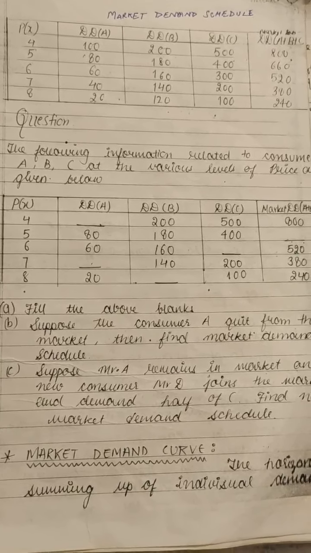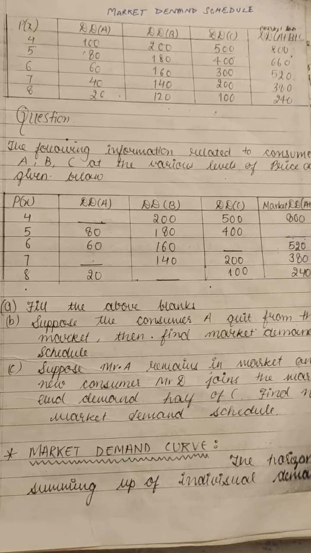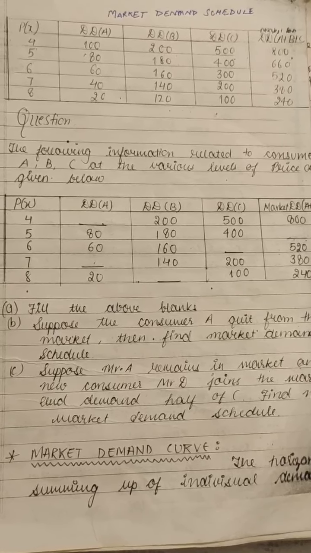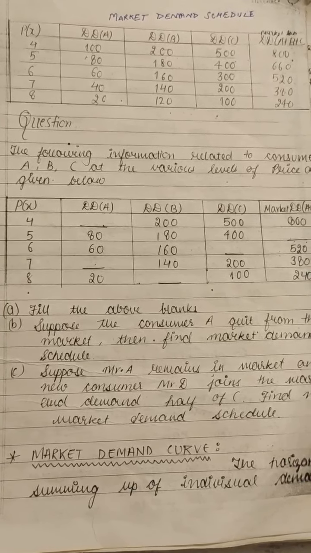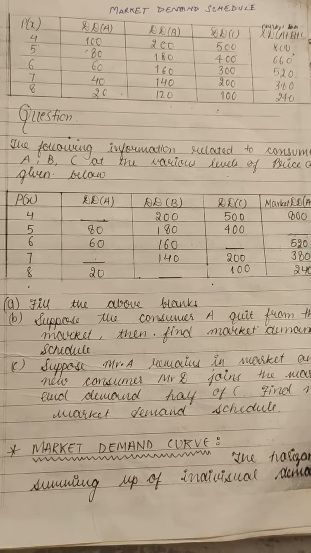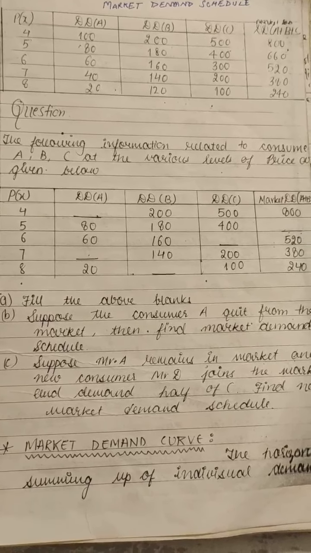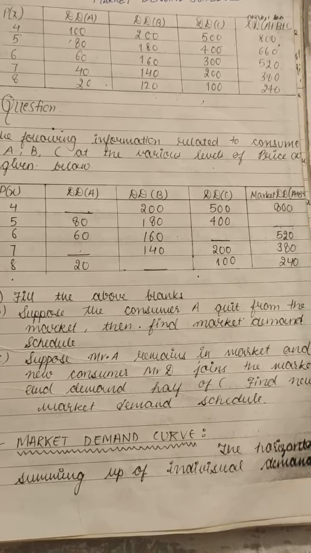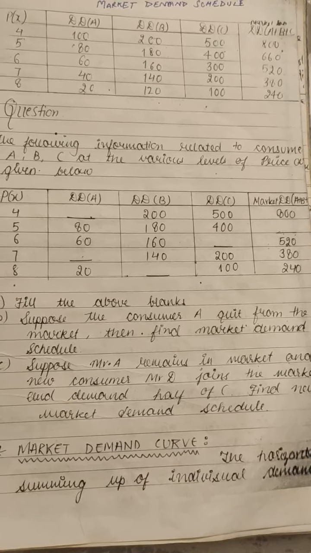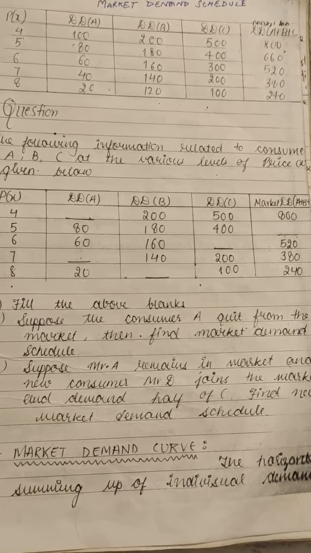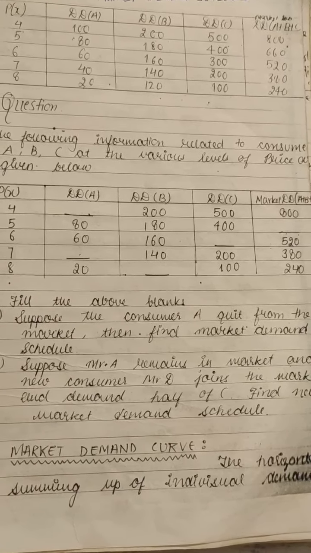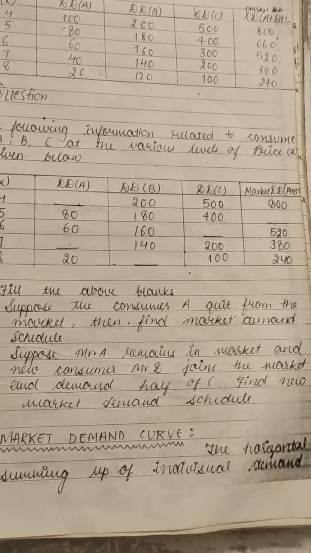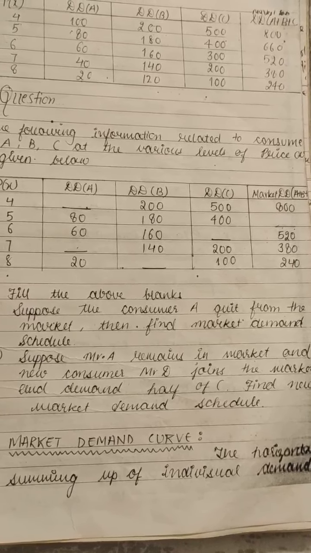Question: the following information related to consumer A, B and C at the various level of price of X commodity is given below. You have to fill in the above blanks. Suppose the consumer A quits the market, then find out market demand schedule. Suppose Mr. A remains in the market and new consumer Mr. D joins the market and demands half of consumer C. Find out the new demand schedule.